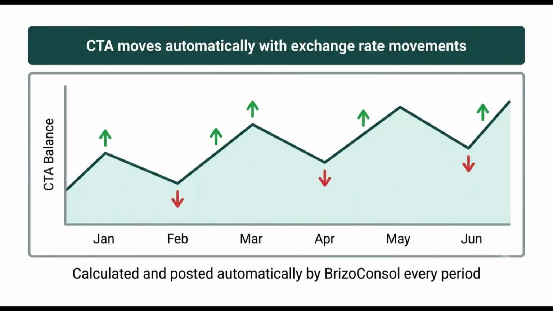The CTA balance moves period to period as exchange rates move. If your foreign entity's local currencies strengthen against the group's presentation currency, the CTA typically increases. If they weaken, it typically decreases. Because this is automatic, you don't calculate or post the CTA yourself in the normal course of consolidation. BrizoConsol does it as part of every period's automatic consolidation.